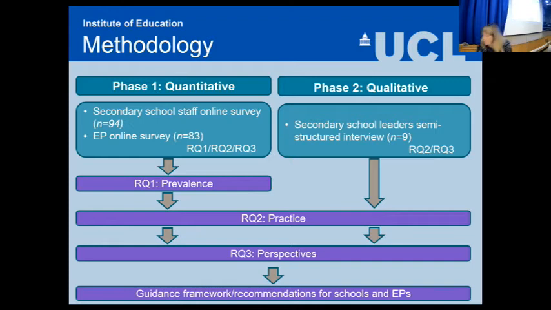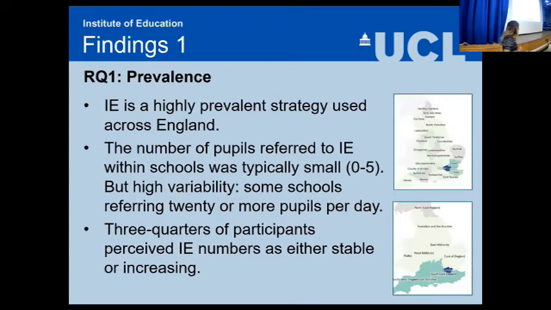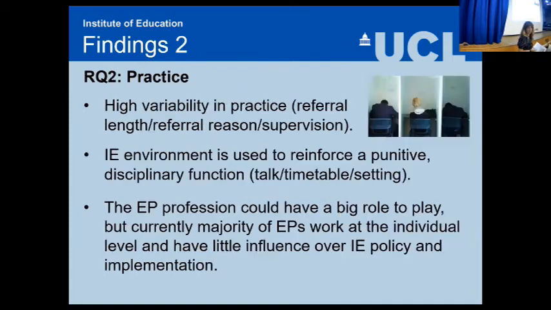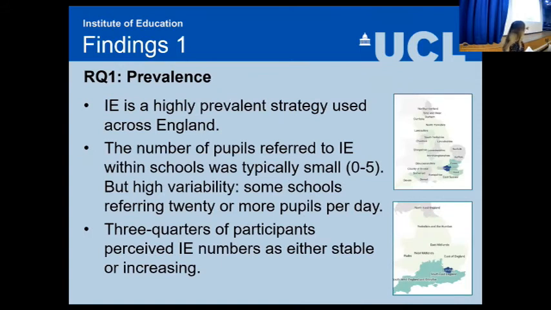Okay, let's shift along. So my findings then, surprise, surprise: IE was a highly prevalent strategy. If we use the EP survey data as an example, results indicated that IE was used in 79% of schools. If you see the second map there, I was a bit annoyed that John's map was a bit better than mine. There are 9 regions that it covers, so this is a pervasive strategy across England. It's not localised in the southeast or London.